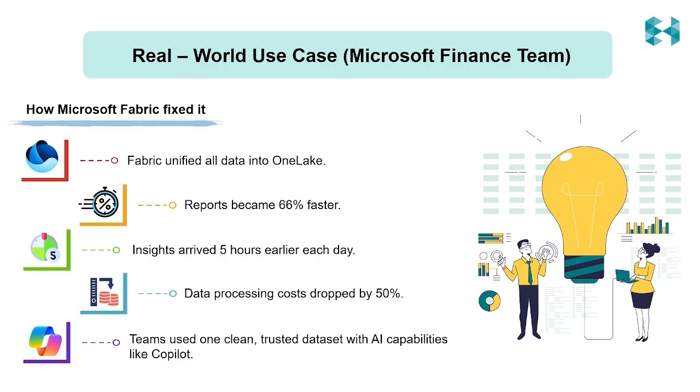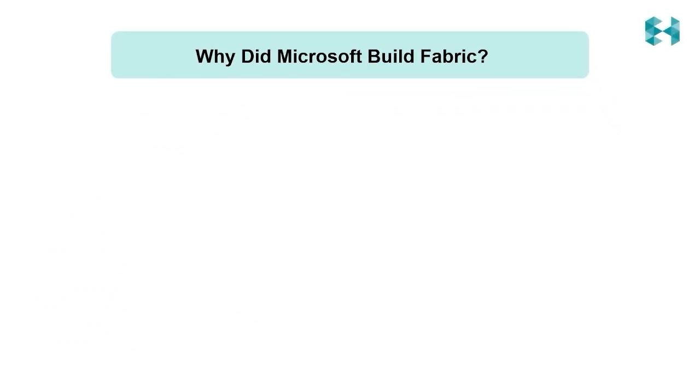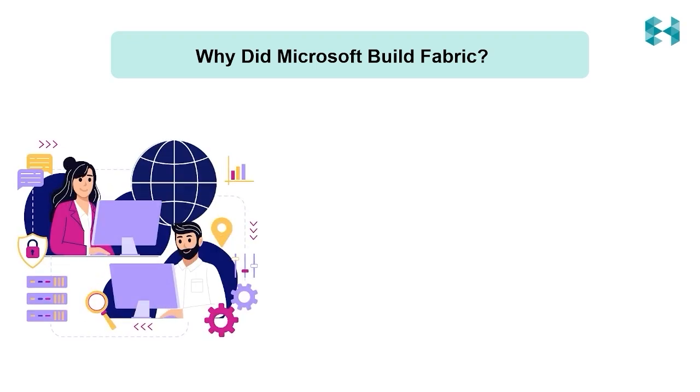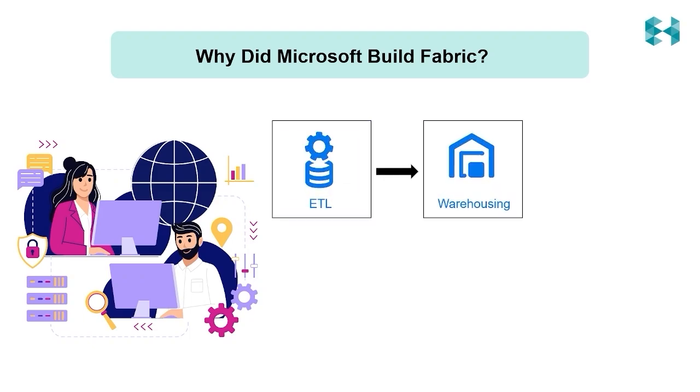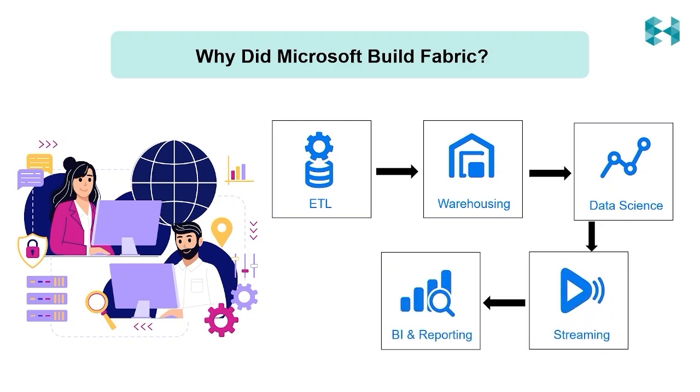If a company like Microsoft needed this kind of platform, it tells you how powerful and important Microsoft Fabric really is. Now that you have seen a real world problem, let's understand why Microsoft needed to create Fabric in the first place. To understand Fabric, you need to see the world before it existed. Earlier, companies used too many separate tools, like one for ETL, one for warehousing, one for data science, another one for streaming, and one for BI and reporting. These tools were not connected, and data had to be copied into data lakes, warehouses, spreadsheets, and so on. That is when Microsoft built Fabric to eliminate all of this.